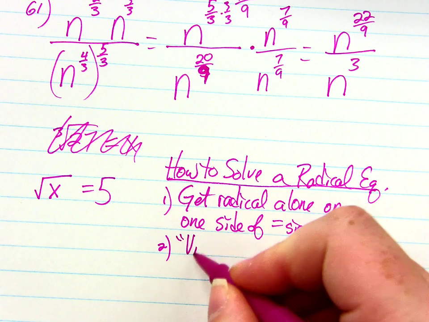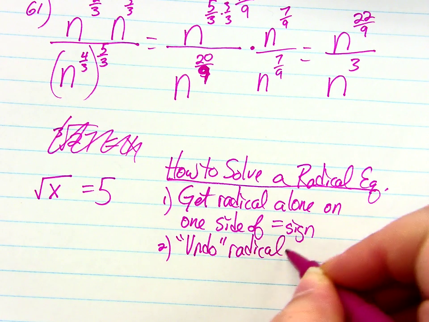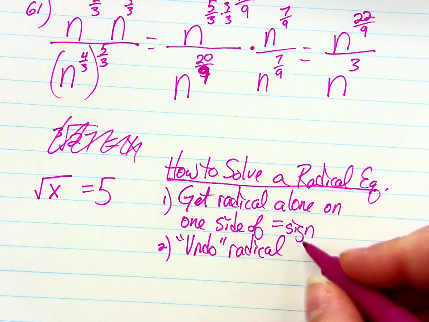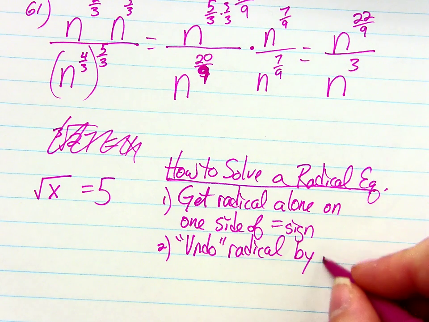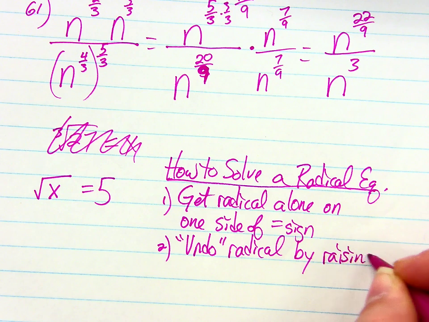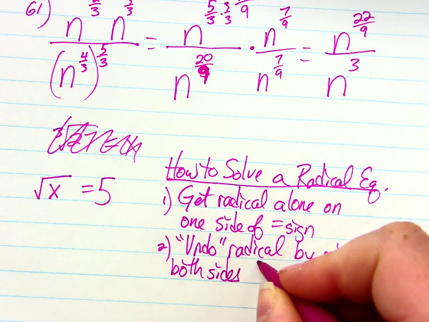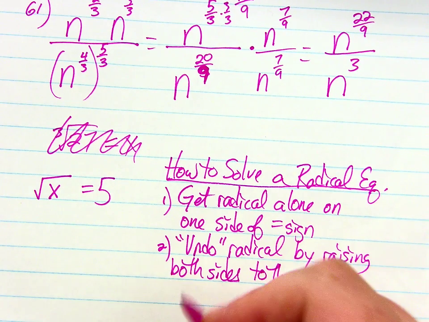So I'm going to say undo radical, because it won't always be a square root, right? What if it's a cube root? We're going to have to do something a little bit different. So I'm going to say undo radical by, how should I phrase that then? Raising both sides to the power of the index.